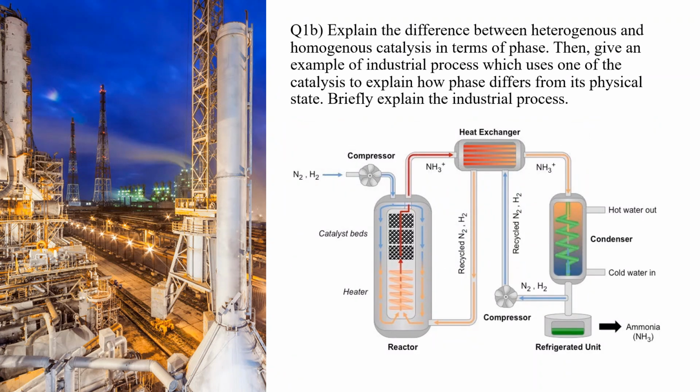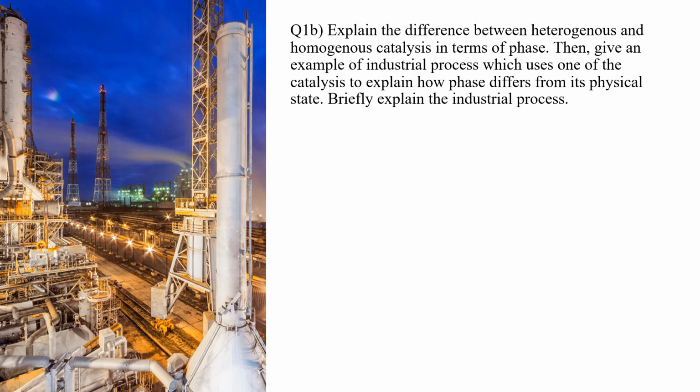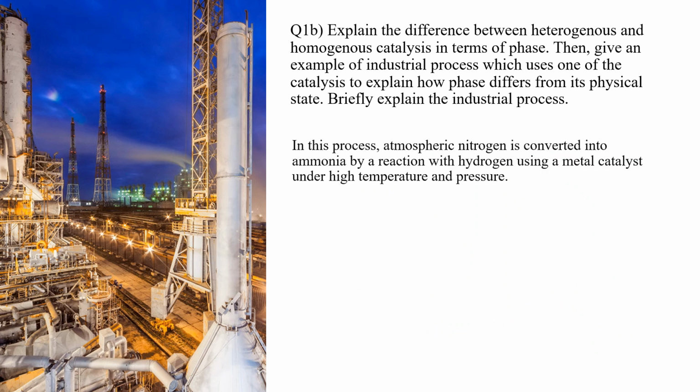Now we will see a picture of the Haber process. As you can see, in the reactor lies the catalyst, which is the iron catalyst. In this process, atmospheric nitrogen is converted into ammonia by a reaction with hydrogen using a metal catalyst under high temperature and pressure. This is the equation.